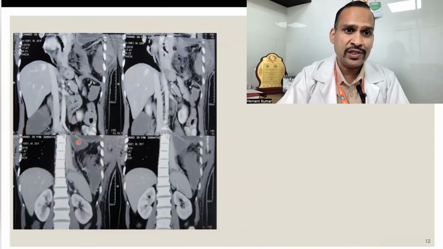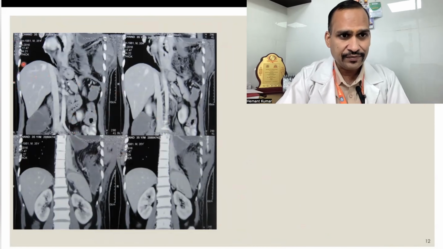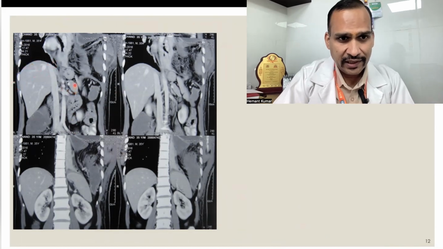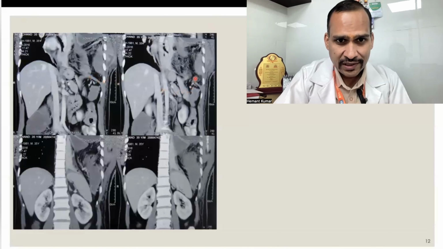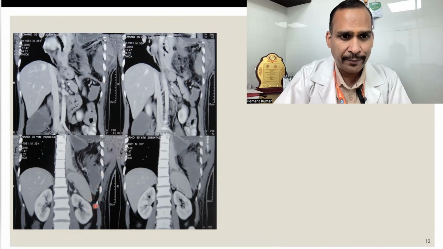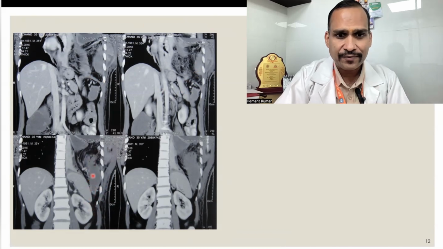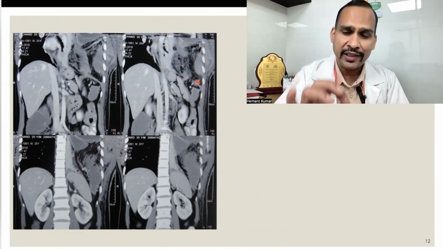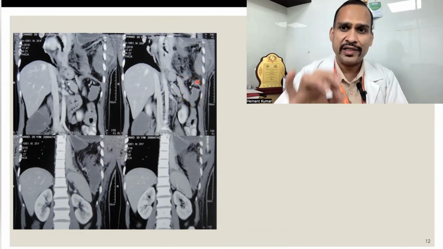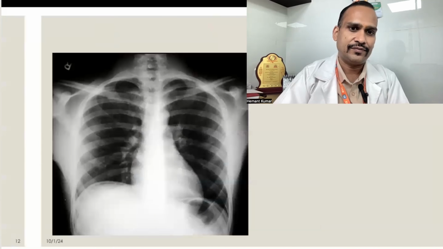Same patient, if you see the CT scan, this is liver, and on the left side, if you see carefully, this is diaphragm. See, this is rupture of diaphragm, and through this rupture, the intestine is going from abdomen to thorax. This is colon, this is large intestine, and this is the diaphragmatic defect. So this was a case of traumatic diaphragmatic hernia on the left side.